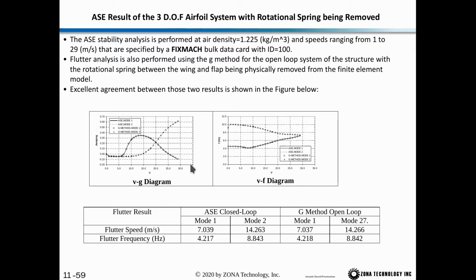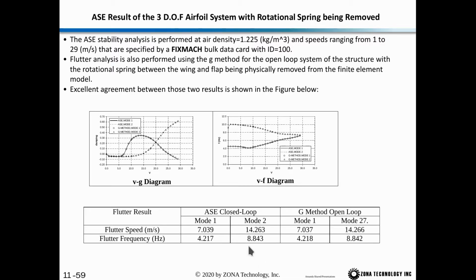So our ASE, that's the closed loop analysis, those are the lines, the solid and the dashed line, and then the G method of the modified structure, the freeplay structure, are the open symbols. And you can see that the two agree very well in both damping and frequency.